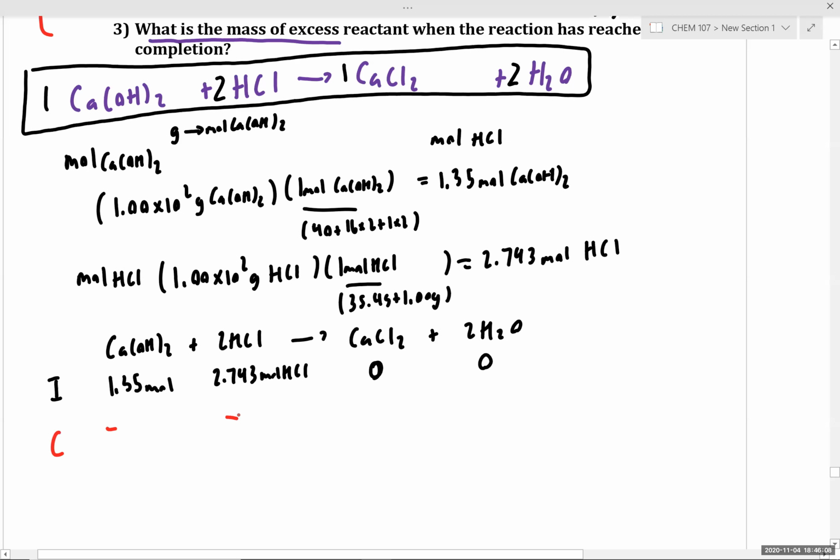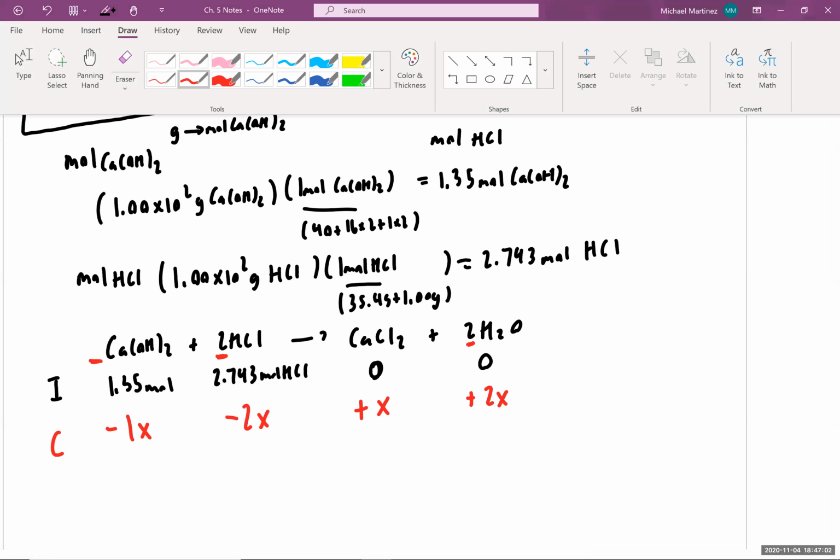For our change, what is the coefficient for calcium hydroxide? Is it 1, 2, 3? It's 1. Yep. So our change would be -1x. Comparatively, for hydrochloric acid, what is the change coefficient? It would be 2, so it would be written as -2x. For calcium chloride, it would be +x. And what about for water? Since it has a coefficient of 2, instead of being +x, it would be +2x, exactly.